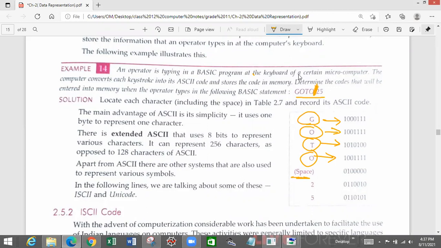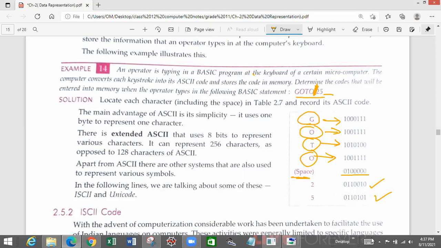For this space, we have to write 0100 000, 7-bit. Then 25 is the number. For 2, this is the ASCII code. For 5, this is the ASCII code. So altogether, these 7 bits of numbers will go inside the computer and enter all the data in the form of binary.